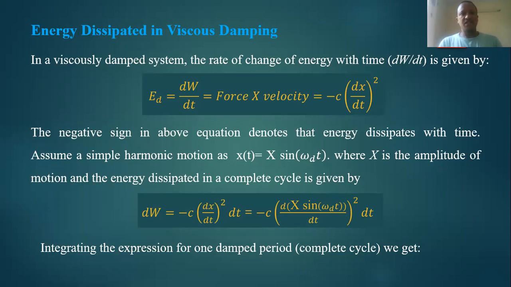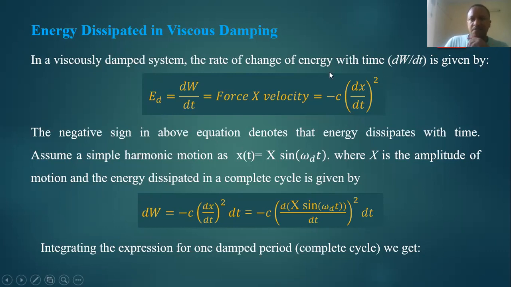So let's see the amount of energy dissipated during the viscous damping condition. We already discussed the logarithmic decrement in the last lecture. So what is the amount of energy dissipated? In a viscous damping system, the rate of change of energy with time, dW/dt, is equal to force times velocity, which is equal to minus C, the damping coefficient, times (dx/dt) whole squared. dx/dt means x dot, so x dot squared, that is velocity squared.